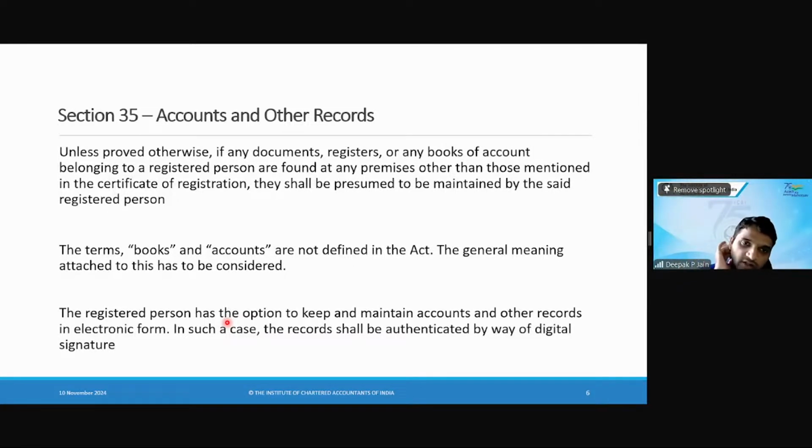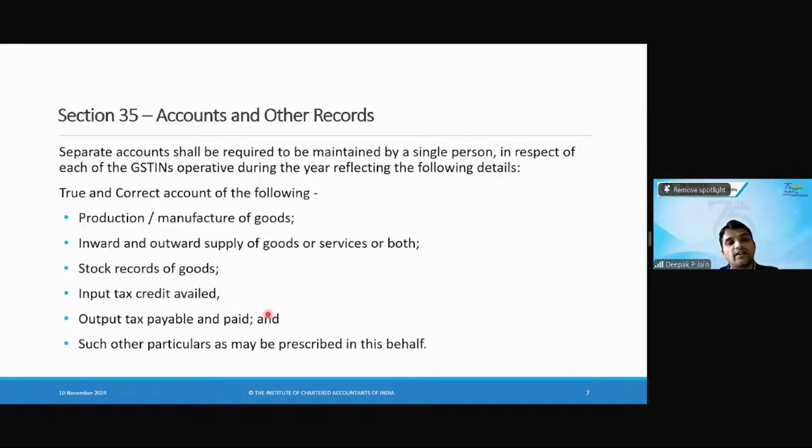That's why whatever documents you give from your electronic records will have to be authenticated by way of a digital signature certificate. Now, what are the accounts and records which has to be maintained? Separate accounts will be required to be maintained by a single person.